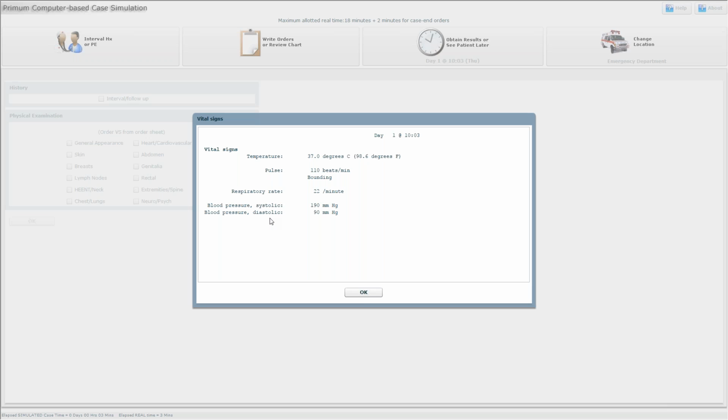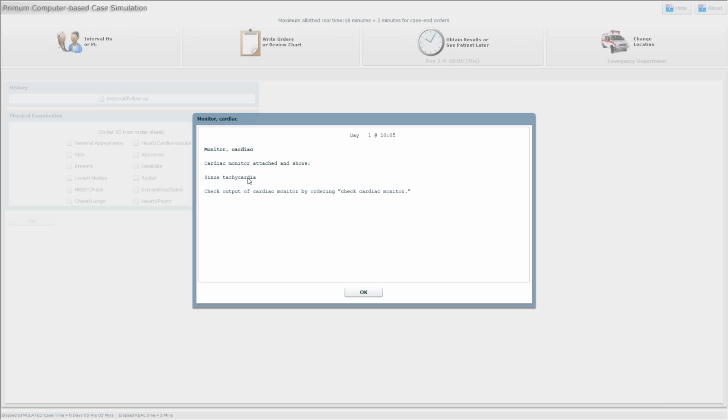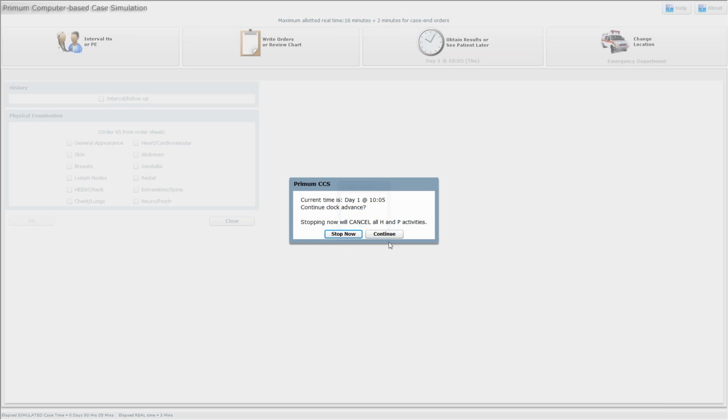Then systolic blood pressure is 190, diastolic is about 90. So we talked about that. Cardiac monitor, this is how it gives you the alerts. Sinus tachycardia. So what is the importance of this particular screen here? This particular screen, what's the importance of that?